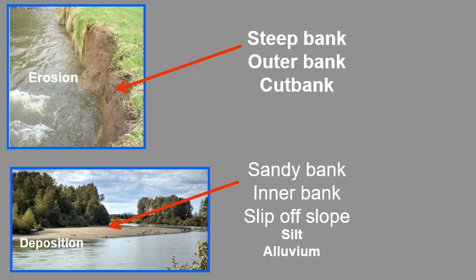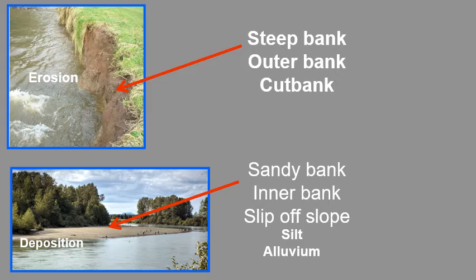We therefore call the outer bank the cut bank. Now that makes absolute sense to me, because I think it makes sense to call it the cut bank because the river is cutting into the land as it erodes it.